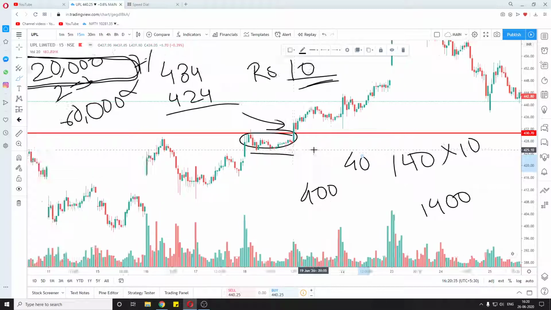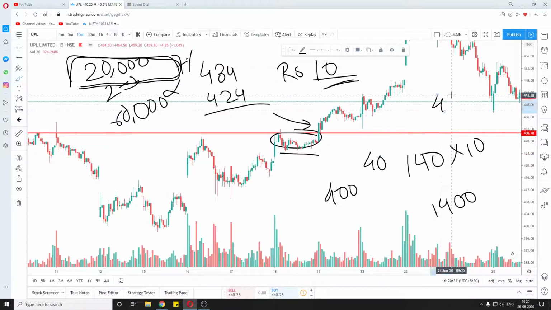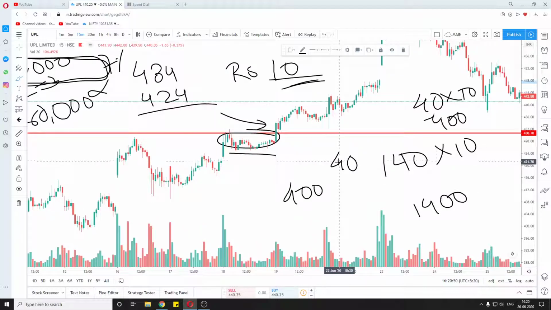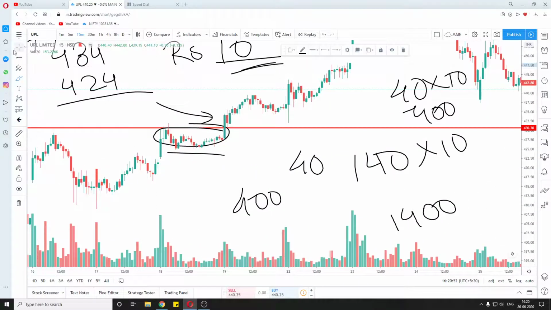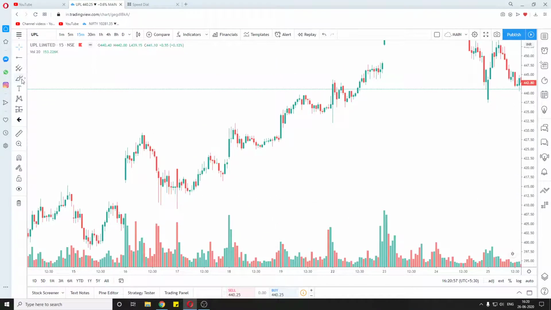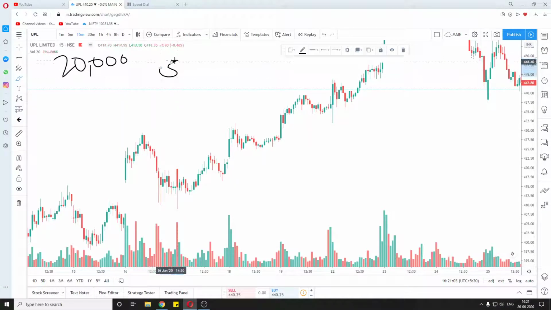So even if the stop loss is hit with 40 quantity, we will lose 40 into 10, that is 400 rupees. And that is only 2% of our capital, so it doesn't hurt much. Now what happens also is, I was talking about the psychological point, that for a small trader who has 20,000 capital, for example, if he or she starts seeing even 500 rupees loss, they start to panic.